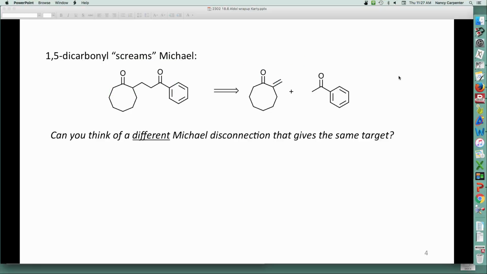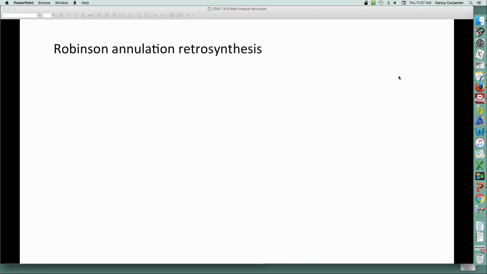Here is a good question for you. Looking at this target, can you think of a different Michael disconnection that gives the same product? And you should be able to come up with one, because every Michael product, every 1,5-dicarbonyl, should be able to be made by two different Michael disconnections.